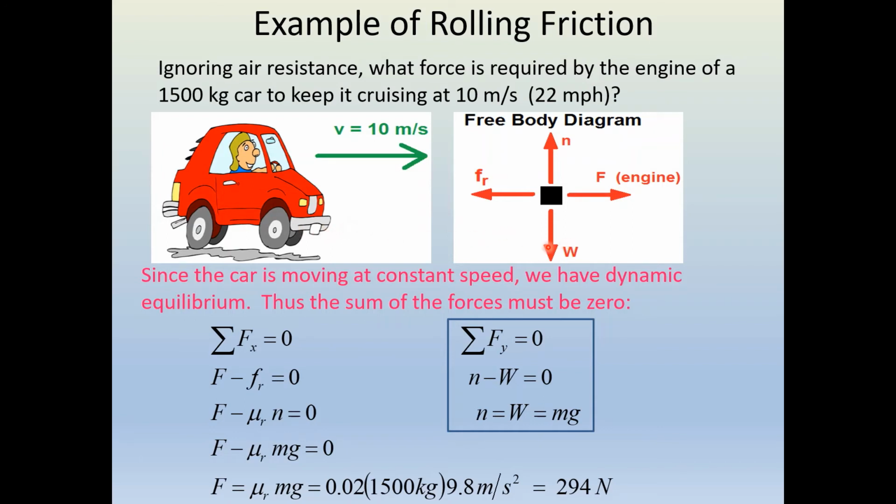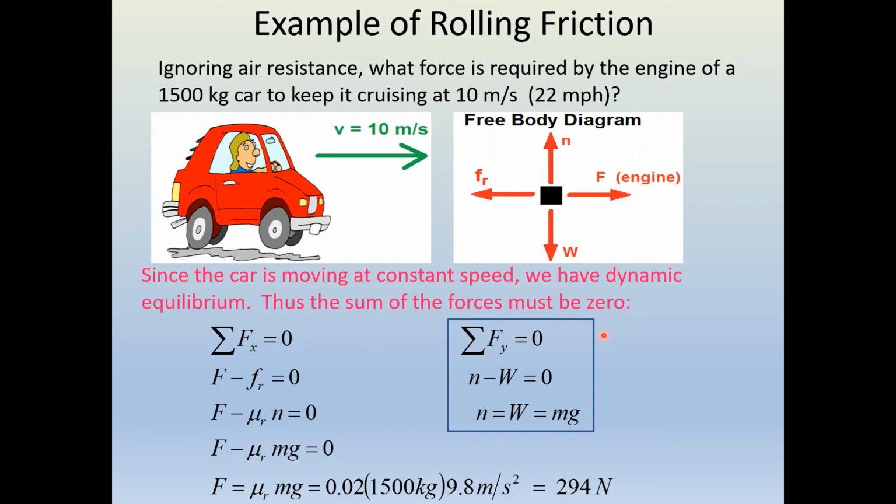We're going to ignore air resistance here. We're not going that fast, so it's probably not a huge factor yet at 22 miles per hour. But we are going to try to figure out what this rolling resistance is. That is the friction force. And remember, the car is moving at a constant speed, so we have a condition of dynamic equilibrium, no acceleration. Thus, the sum of the forces must be 0.